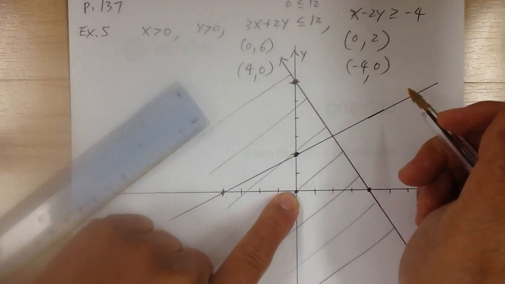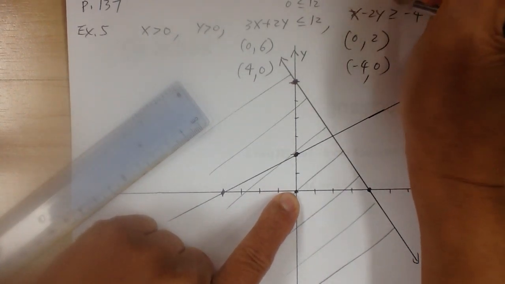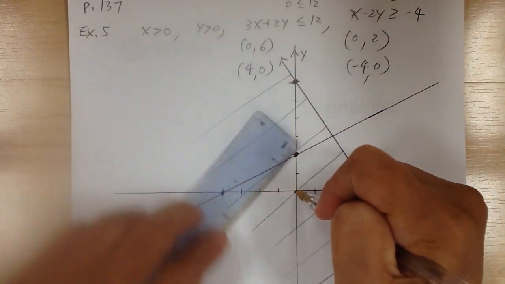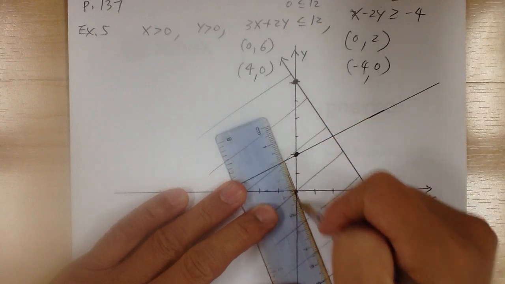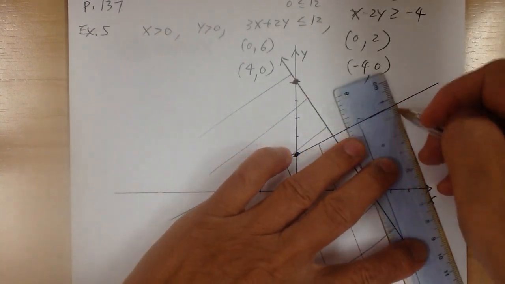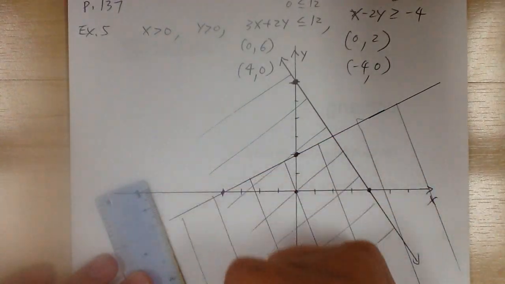Again, I'm going to use 0, 0 as a testing point. So put 0, 0 in here, you're going to get 0 greater than or equal to -4. So this is true. And when you're doing the shading, you kind of do it perpendicular to the line. Okay? Again, just do it lightly. So make it perpendicular to the line.